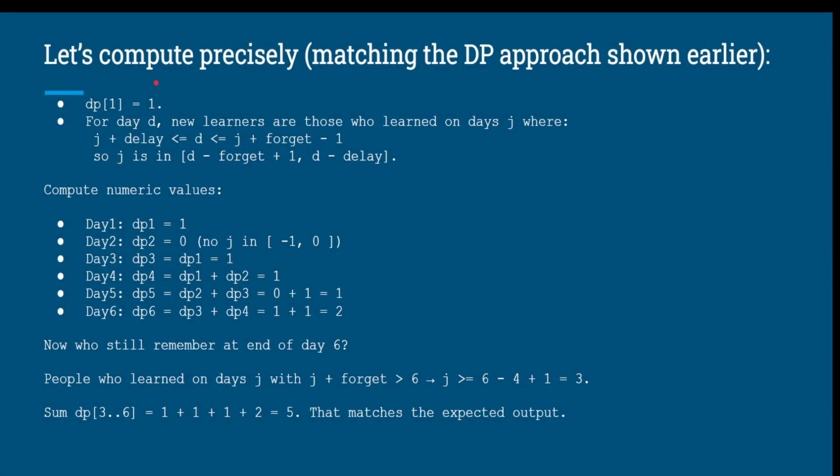Let's compute. So we can say dp at 1 is 1, and for day d, the new learners are those who learned on day j, between these ranges, right? As I told you, j plus delay should be less than or equal to d, and d should be less than or equal to j plus forget minus 1. So j is between d minus forget plus 1 and d minus delay.